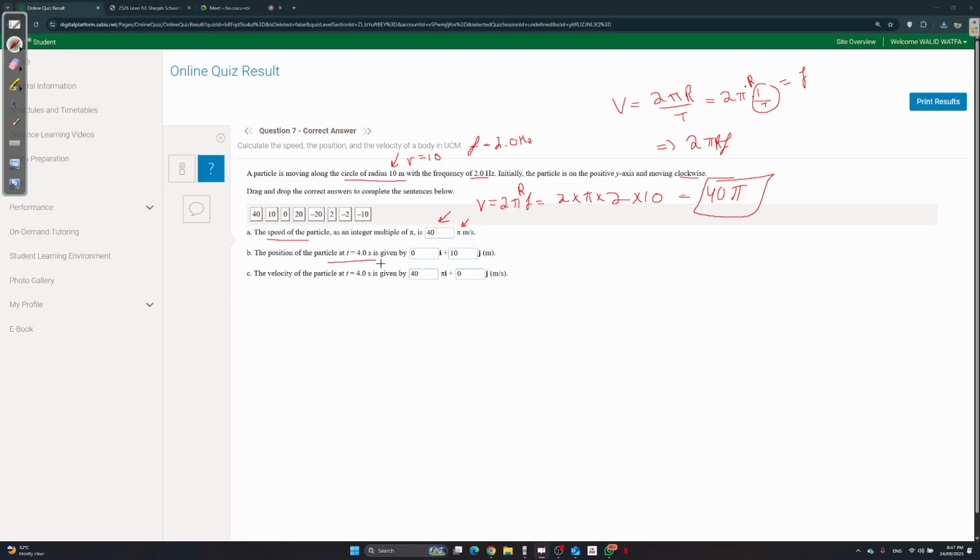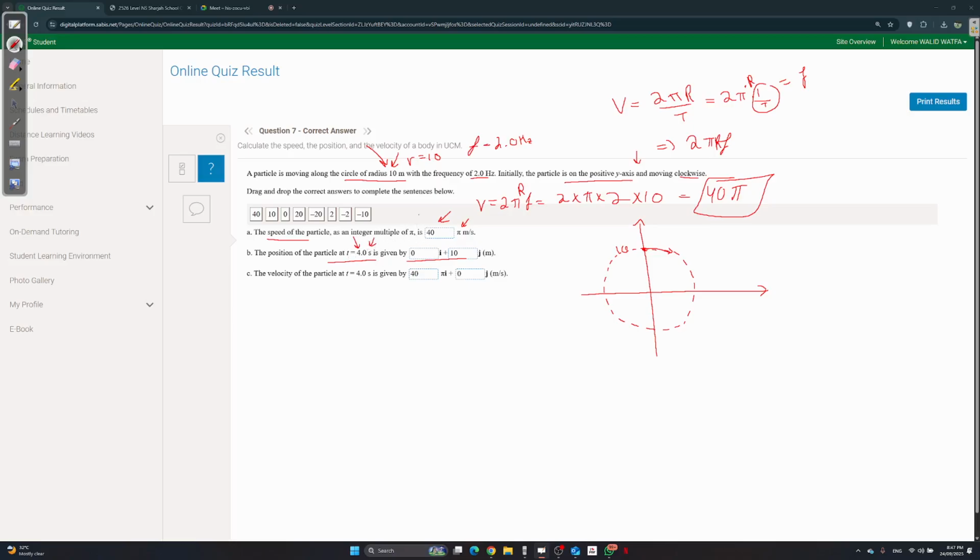Alright, the position of the particle at t equals 4 is given by what? Initially the particle is on the positive y-axis and moving clockwise. So we start over here on the positive y-axis. So this is where we start. If we're on the y-axis, how far are we? The radius is how much? 10. So we're over here at 10. Okay, and you can draw a circle. And we're moving clockwise, so it's going to go like this.